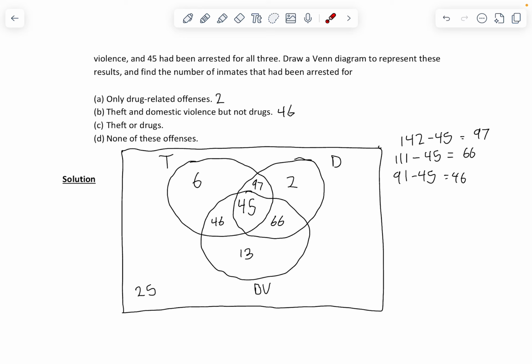So if I add those numbers up, I get either theft or drugs: 6 plus 97 plus 45 plus 46 plus 2 plus 66. That is a total of 262 that were arrested for either theft or drugs. Again, that was found by adding up the numbers in all of the regions inside the T and the D circle. And how many were arrested for none of these? Well, that would be this number out here, the 25. That's what that would be.